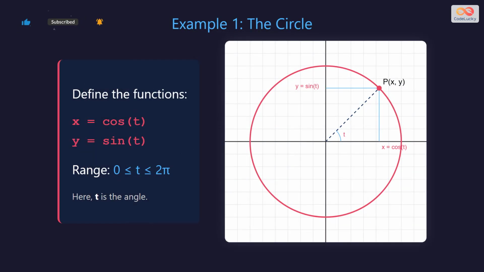Let's look at a classic example, the unit circle. We define x as cosine of t and y as sine of t. As t increases from 0 to 2 pi, the point traces out a perfect circle. Here, the parameter t represents the angle.